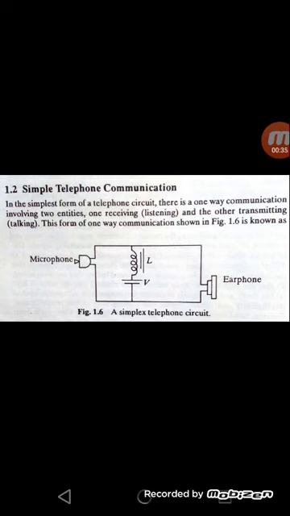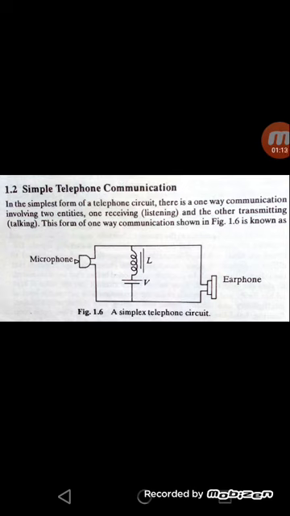The other one is half duplex mode, which is used to transfer the information two ways. The next one is full duplex mode, which transfers the information from sender to receiver and receiver to sender simultaneously. So the telecommunication method is mainly classified into three types: first is simplex mode, second is half duplex mode, third is full duplex mode.